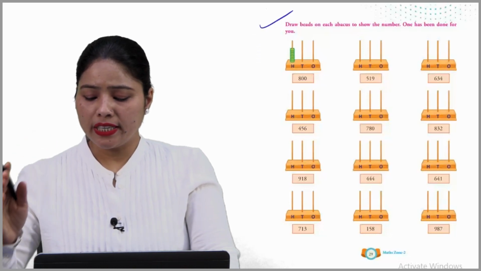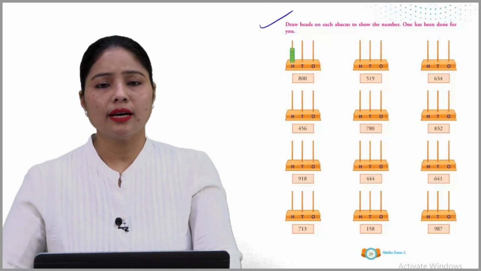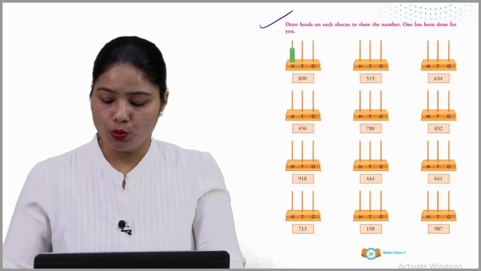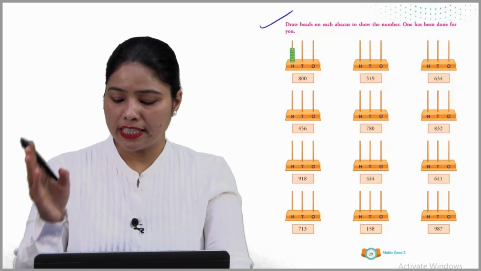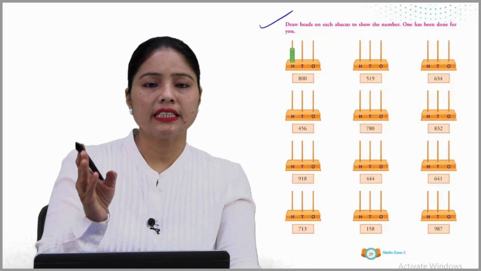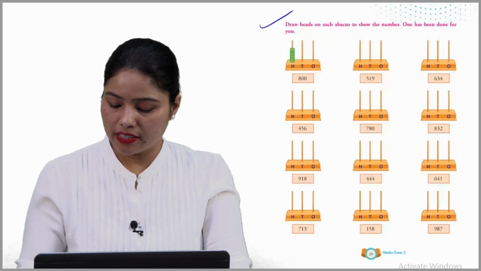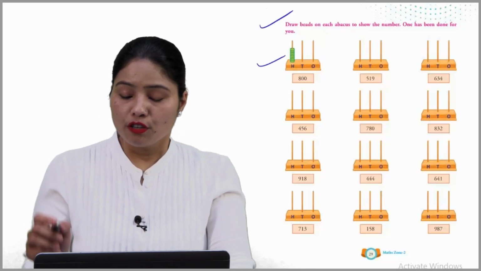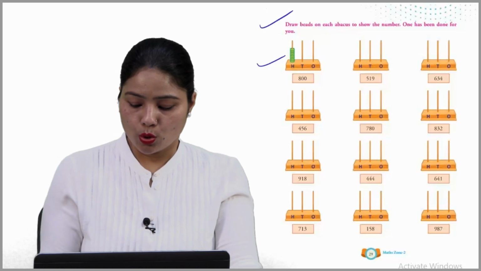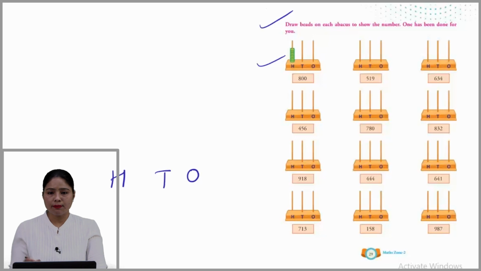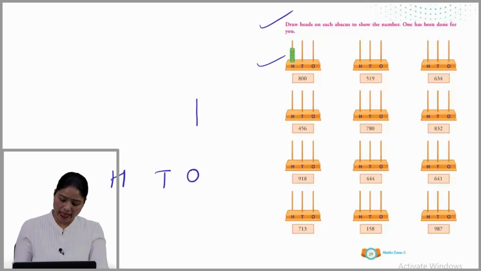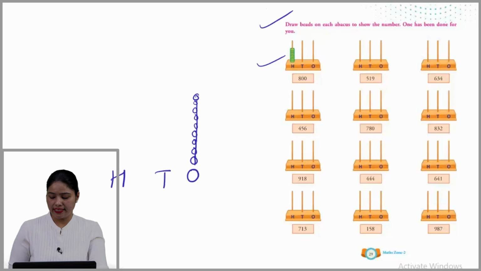Draw beads on each abacus to show the number. One has been done for you. So हमारा ones की place में कितना है? 0. Tens की place पर भी है 0 और 100 की place पर कितना है? 8. Similarly, this is already done. हम next में जाएंगे. First one पे कितना है हमारा? 9. So this is ones, this is tens, this is 100. So ones की place में हमारा कितने? 9. So हम क्या करेंगे? 9 beads draw करेंगे. 1, 2, 3, 4, 5, 6, 7, 8 and 9 like this.